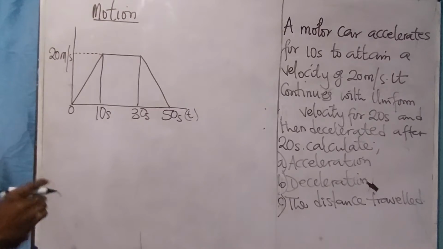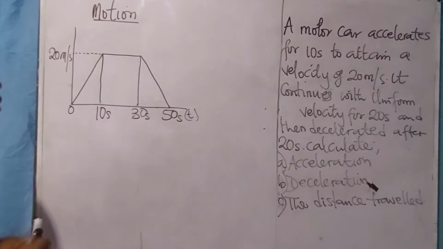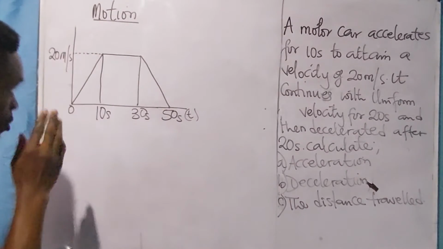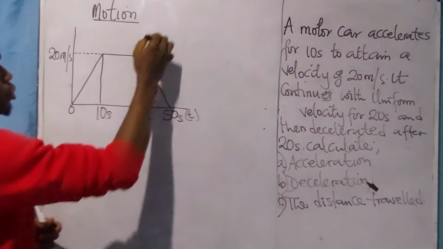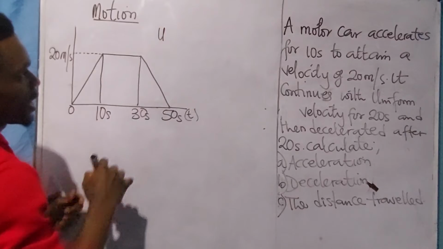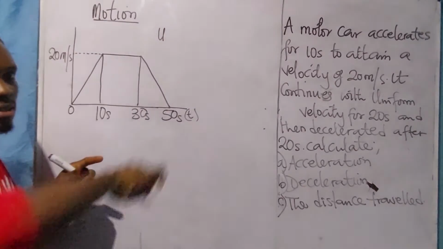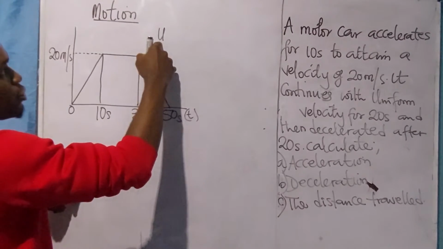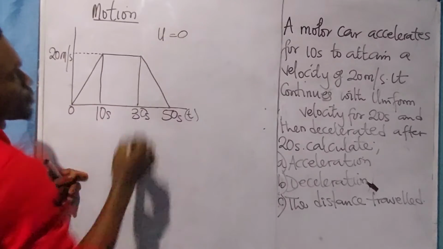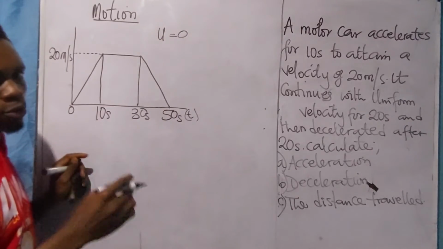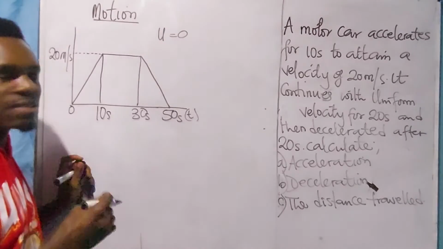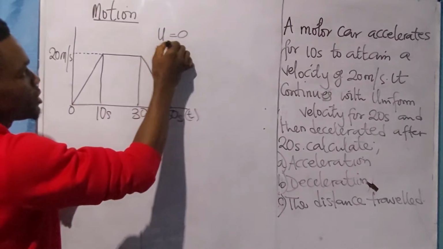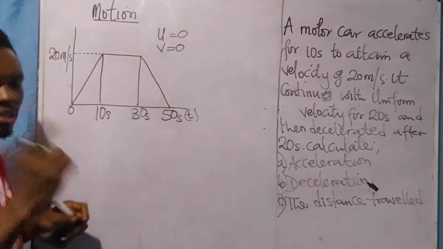Now there are certain rules you need to know while solving questions on velocity time graph on motion. During motion, when the body accelerates from rest, the initial velocity, which is u, is equal to 0. When a body is brought to rest, when a body retards or decelerates, the final velocity is 0. Please take note of that.